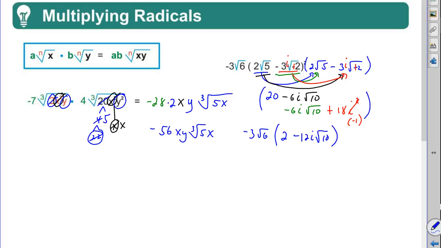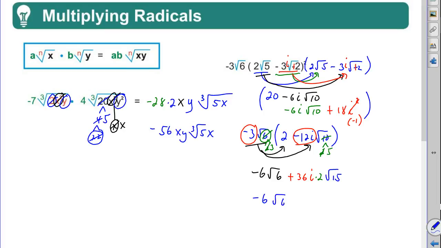And now we have to finish the last distribution. Negative 3 times the square root of 6 times 2 is a negative 6 times the square root of 6. But watch what happens here on the back. Let me see if I can use some color. Negative 3 times a negative 12i is a positive 36i. On my radicands, I'm thinking a 6 is a 2 times 3, and a 10 is a 2 times 5. And see how I can get a 2 out? So I get out a 2, and what's left? Square root of 15.